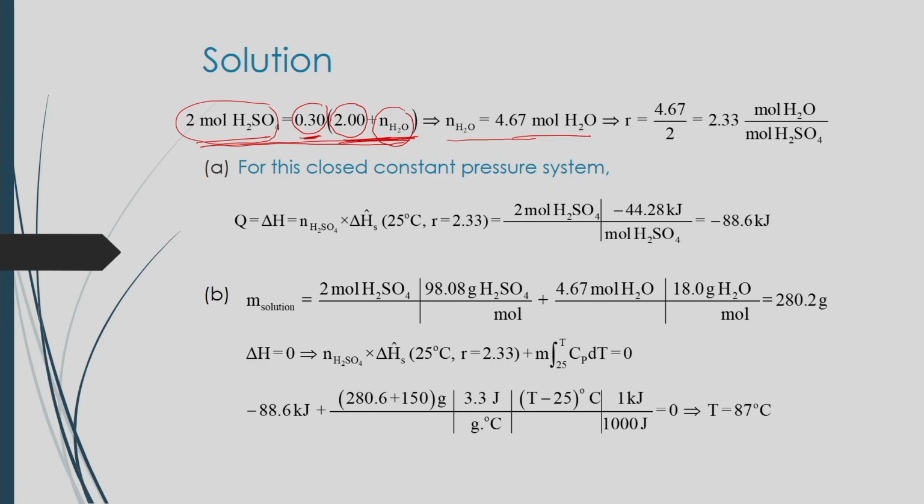In this case, what is the ratio of this sulfuric acid mole to the water mole, based on which you can assess the heat of solution required to get this diluted solution at 25 degrees Celsius. So, the ratio of water moles to sulfuric acid is 4.67 divided by 2. 4.67 is the mole of water and 2 is the mole of sulfuric acid. So, it is coming as 2.33.